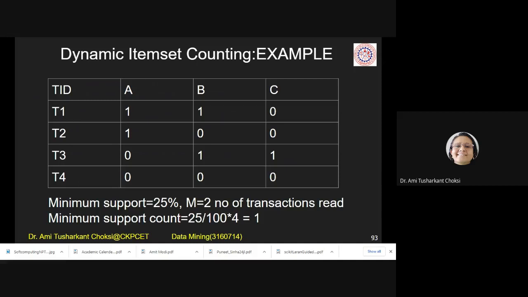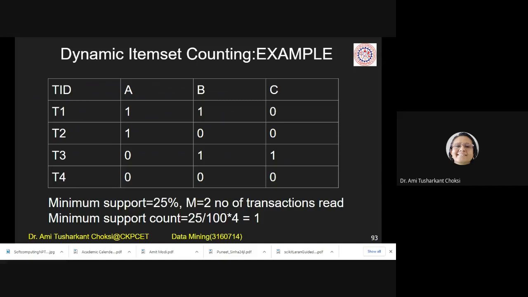So this is the interpretation of this transaction table. Now the minimum support given is 25%, and M, the number of transactions we read at a time, is given as 2. Actually 4 transactions are there, but we read 2 at a time, because M is equal to 2. So we consider the first and second transaction and update our lattice.